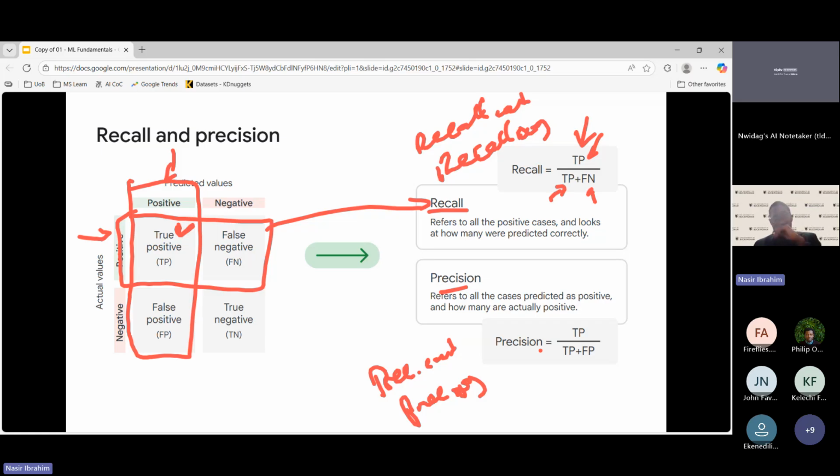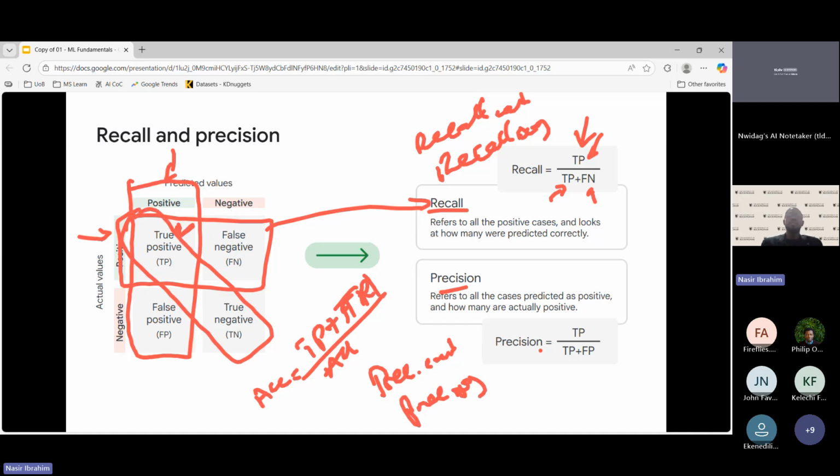There are other metrics that you can compute. For example, you can compute the accuracy, basically how many total predictions were correct. In that case, you take true positives plus true negatives over all. Basically, you take the diagonal and divide by everything. That will give you the overall accuracy.